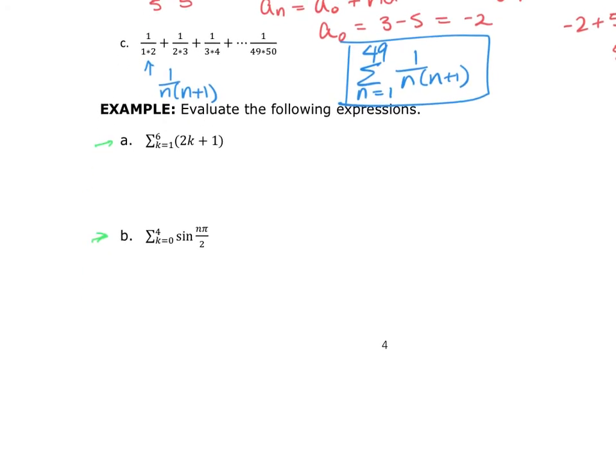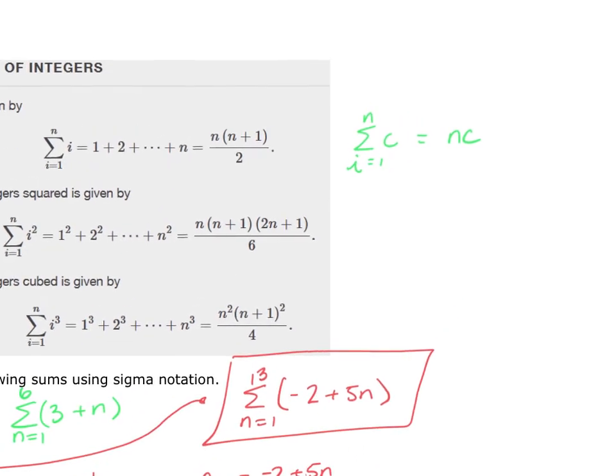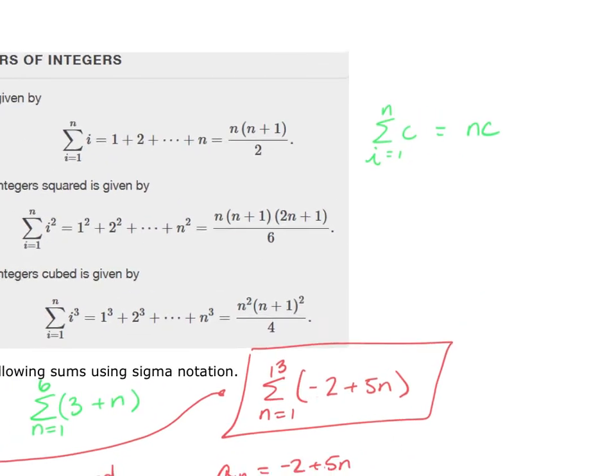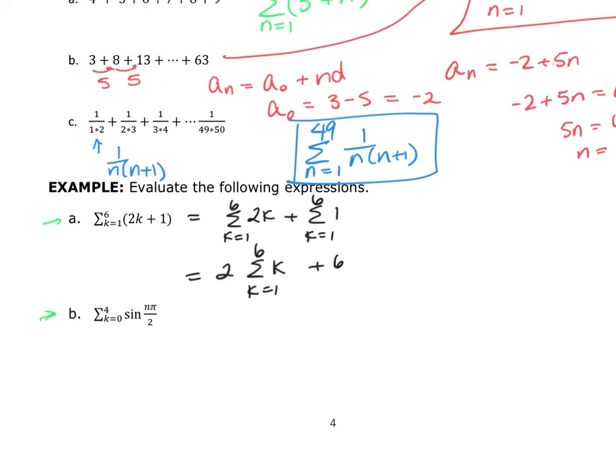Now, if I want to evaluate my summation notation, I can rewrite this as the summation of k equals 1 to 6 of 2k plus the summation of k equals 1 to 6 of 1. The reason I'm doing that is I can now pull out the 2, and then k equals 1 to 6 of k. And the second part, I can use this formula right up here. That's just going to be 1 times 6. Now this, I have a formula for that too.